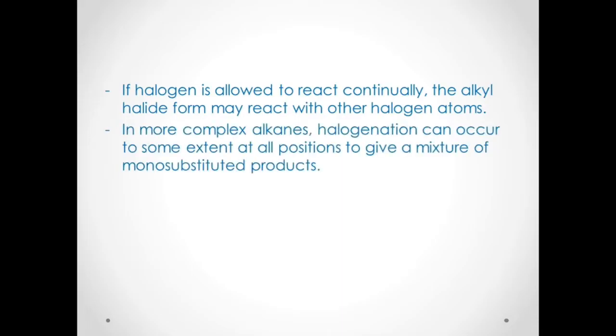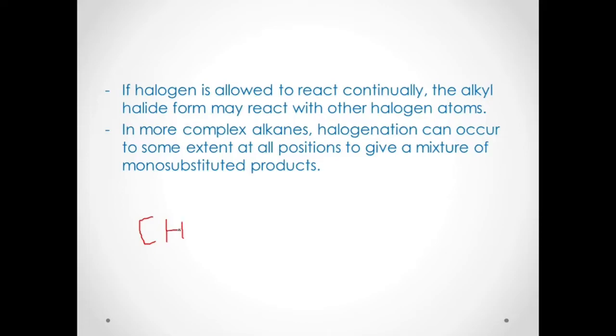Going back, and also number 2. In more complex alkanes, halogenation can occur to some extent at all positions to give a mixture of monosubstituted products. This is very common for those with 3 carbons, like propane, because you can form different products. For example, for propane.